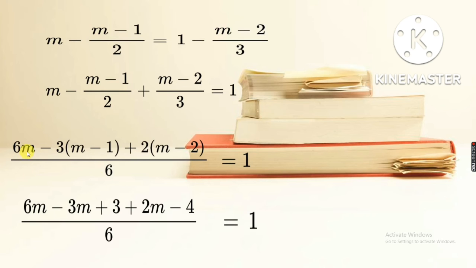Okay, first of all let us solve these brackets. 6m minus 3 multiplied by m is 3m, and minus 3 multiplied by minus 1. We know that when we multiply minus with minus, it becomes plus. Then minus 3 multiplied by minus 1 becomes 3. 2 multiplied by m is 2m. 2 multiplied by minus 2 becomes minus 4, is equal to 1.